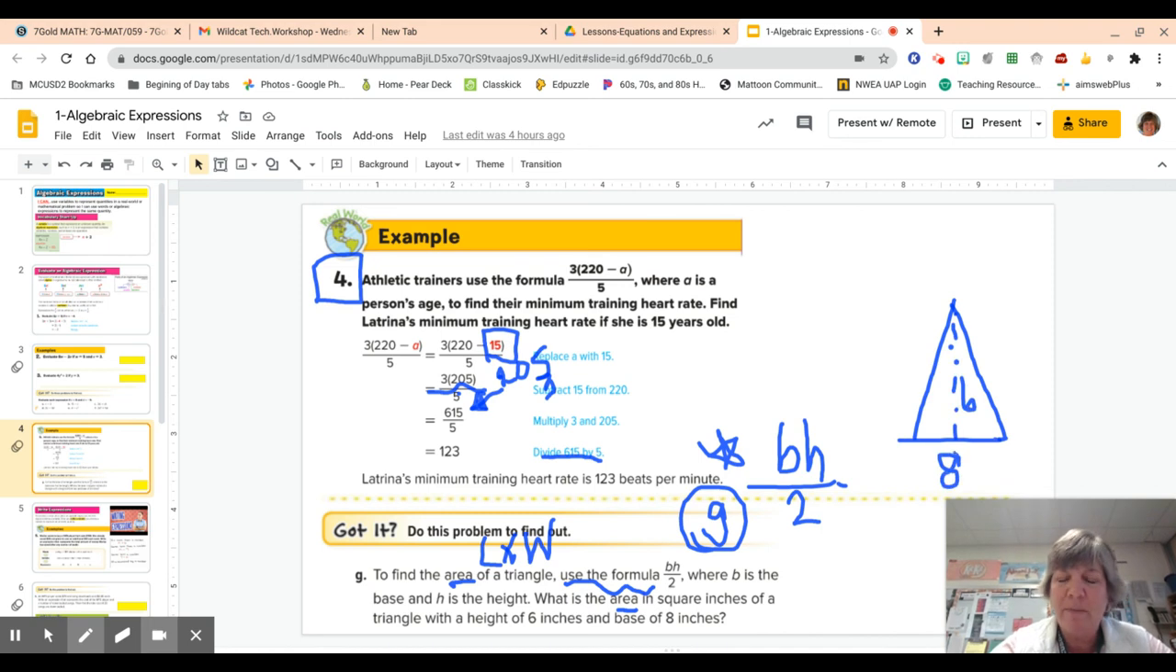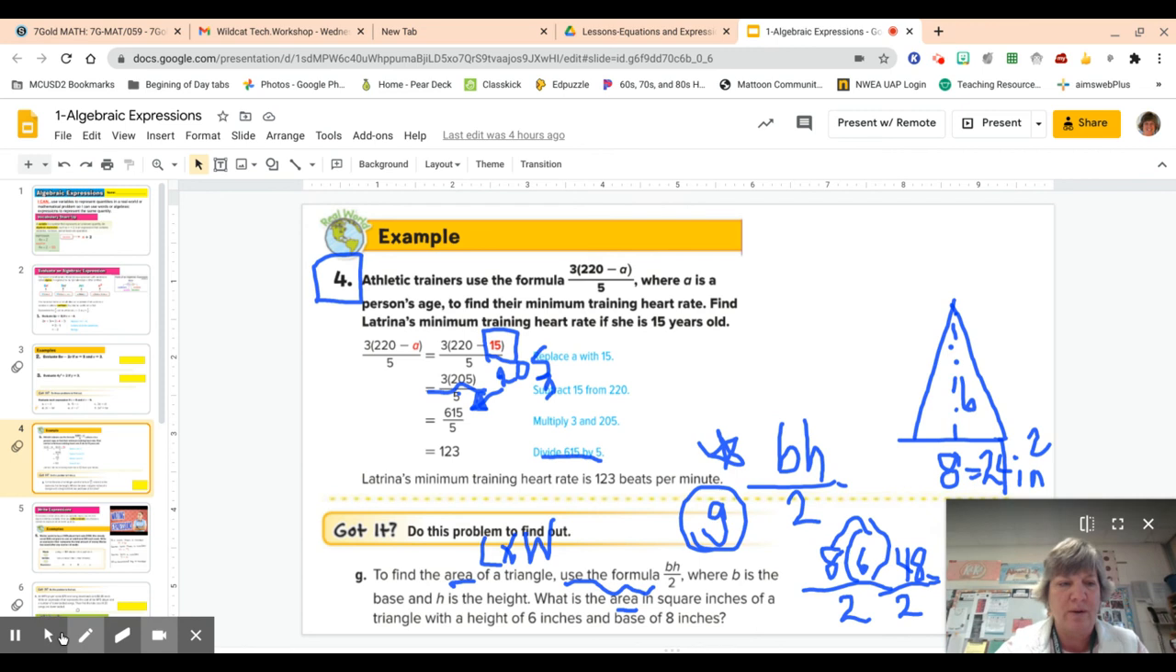Let's start substituting our numbers into the formula. The base is 8, next to the height, which is 6, all over 2. Our first step is to multiply 8 times 6, and we get 48. 48 over 2 means to divide. 48 divided by 2 gives us 24 square inches. And we would write that like so. So the area is 24 square inches.